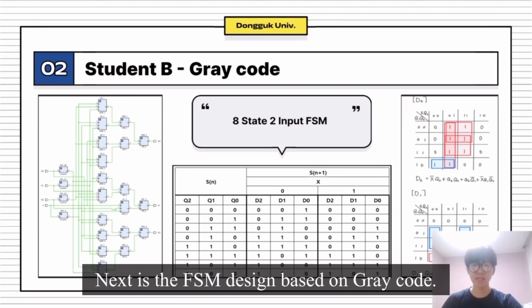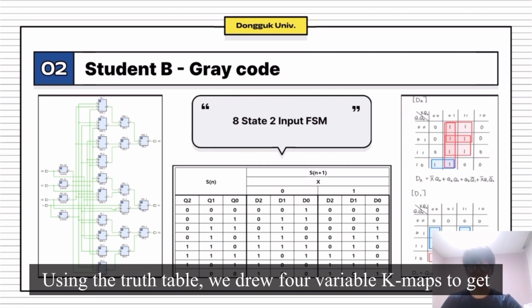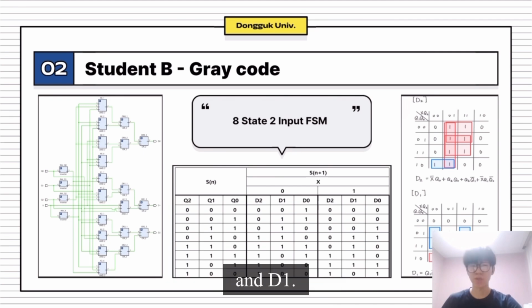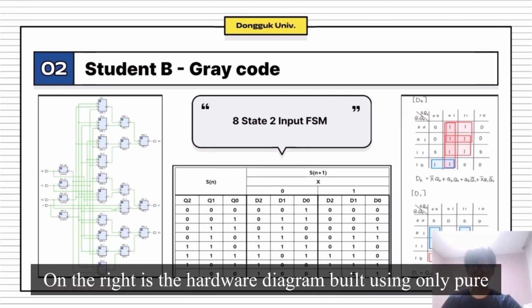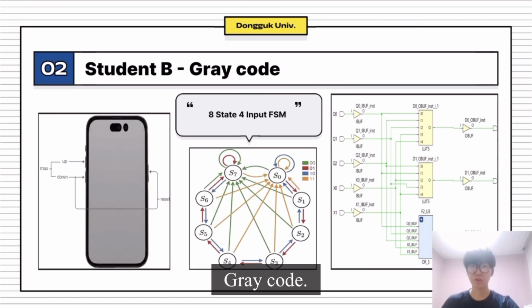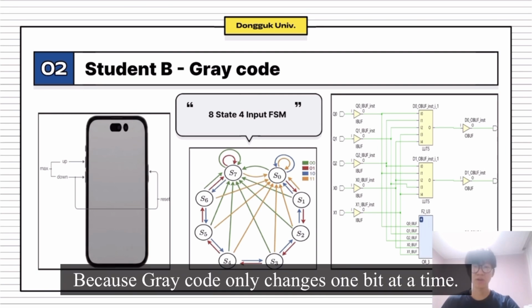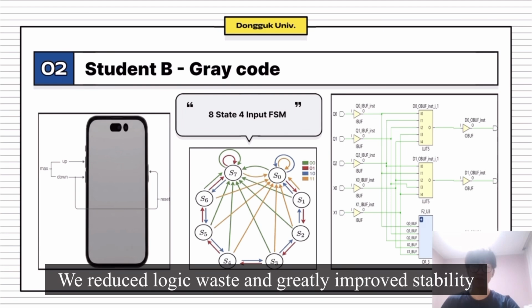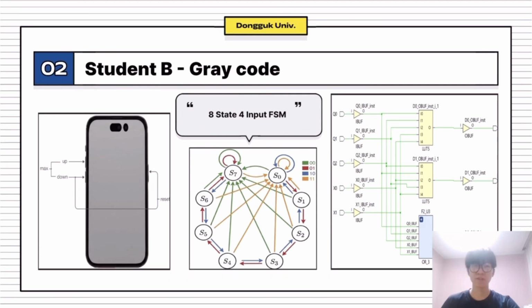Next is the FSM design based on gray code. Using the truth table, we drew 4-variable Karnaugh maps to get the logic formulas for D2 and D1. On the right is the hardware diagram built using only pure logic gates. Finally, this is the state diagram and the combined diagram of the 8-state FSM using gray code. Because gray code only changes 1 bit at a time, we reduced logic waste and greatly improved stability.